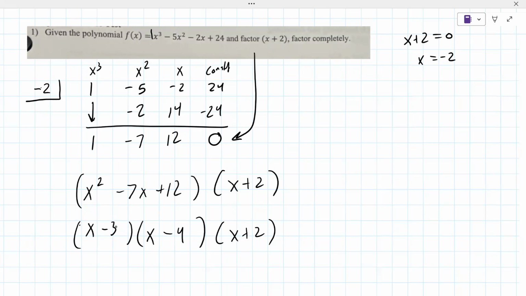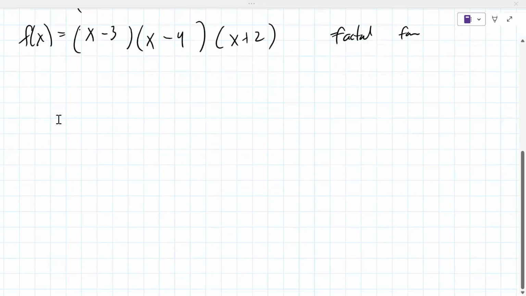And then that would be my answer. Well, that's factored form. The question actually doesn't really say, but it says to factor completely. This is factored form. Usually you do something with factored form, but they're not asking for that here. All right, number 2 is very much the same.